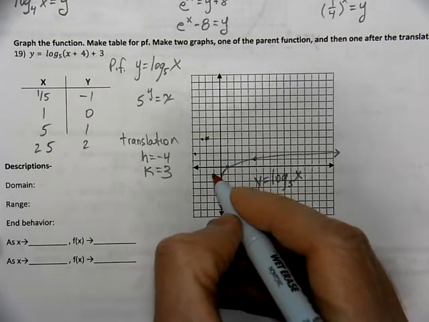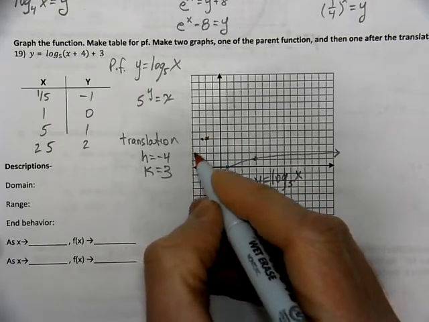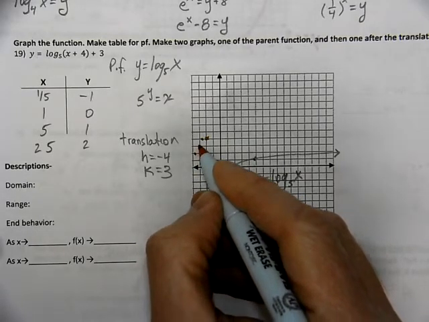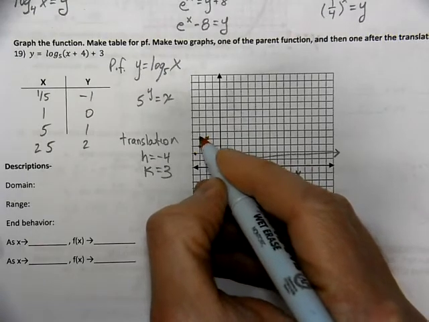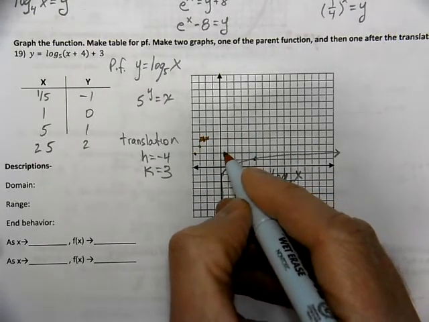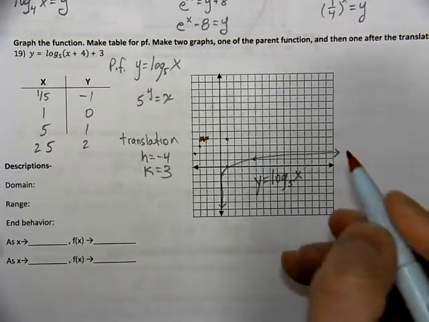Wait a minute here. 1, 2, 3, 4, 1, 2, 3. These are all in the wrong spot. 1, 2, 3, 4. 1, 2, 3.